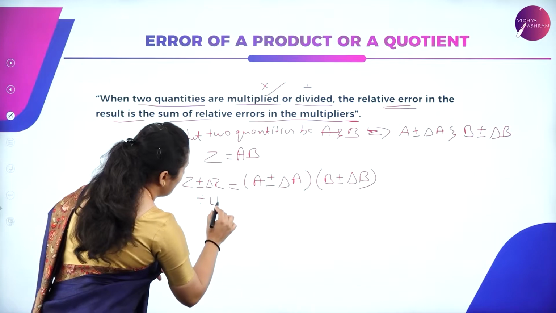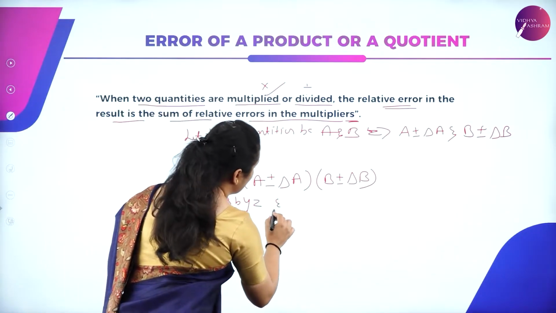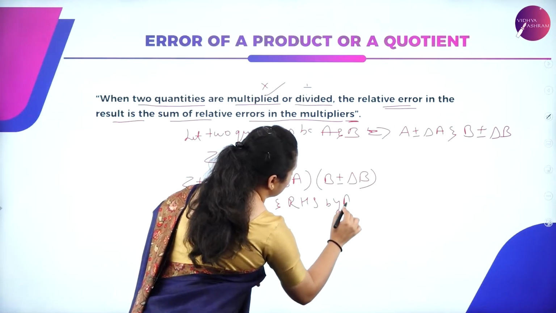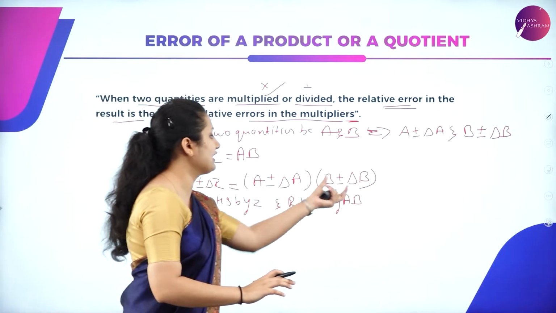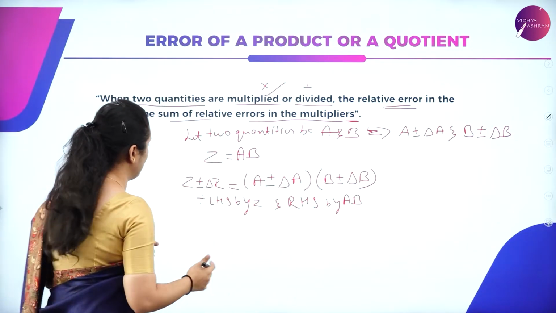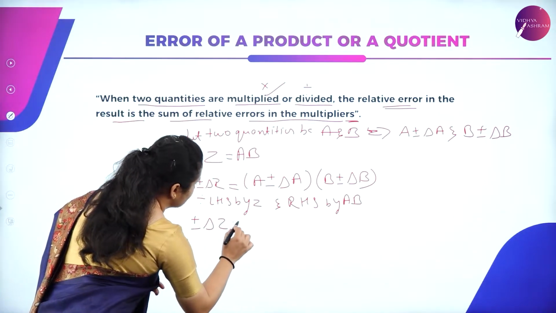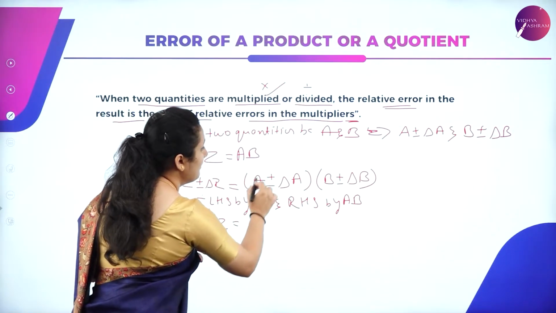Divide LHS by Z and RHS by AB. Now, what will you get? Here you will get plus or minus delta Z is equal to, what you will get here? First, you have to multiply them.